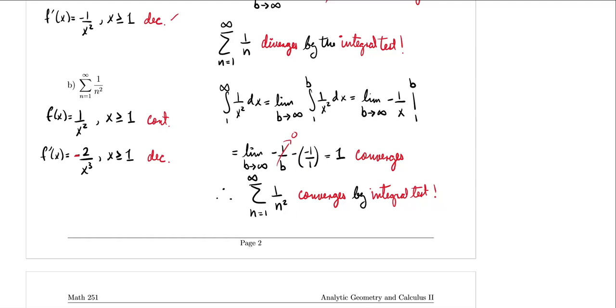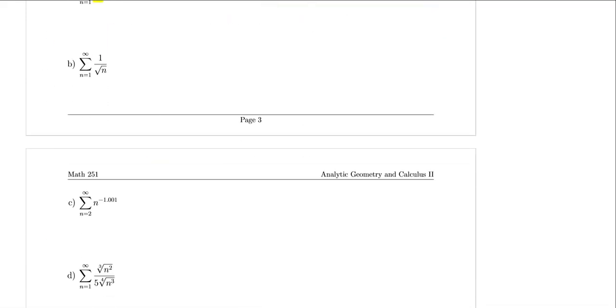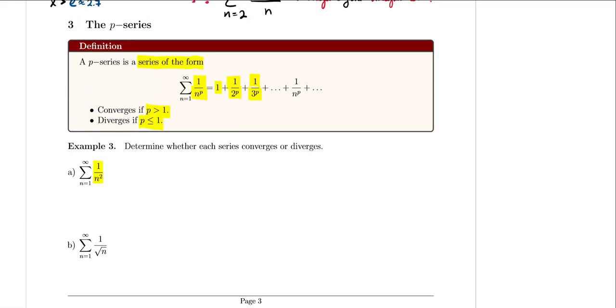However, notice that this one was a p-series with a p-value of 2. So if the p-value is greater than 1, we know that the p-series converges. And for this one here, the p was equal to 2. And that's it. It's that easy.